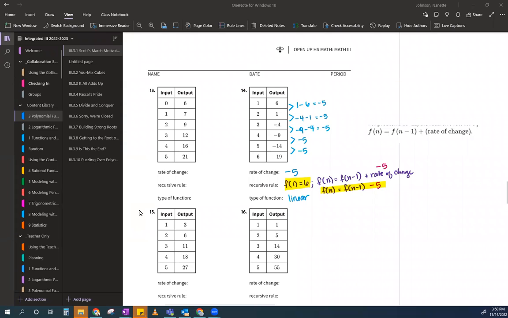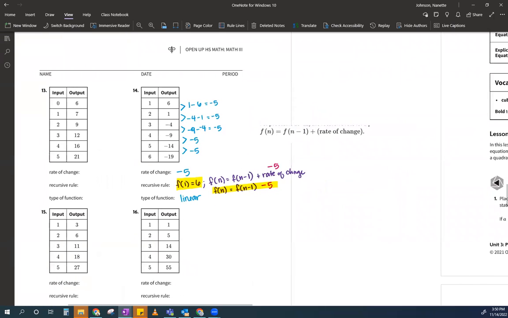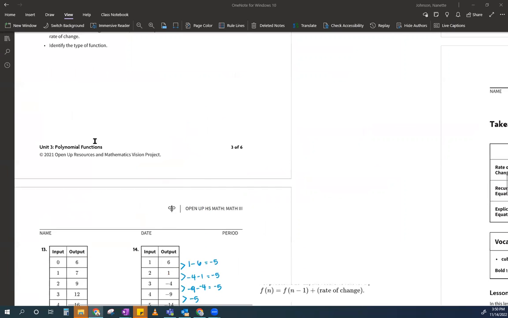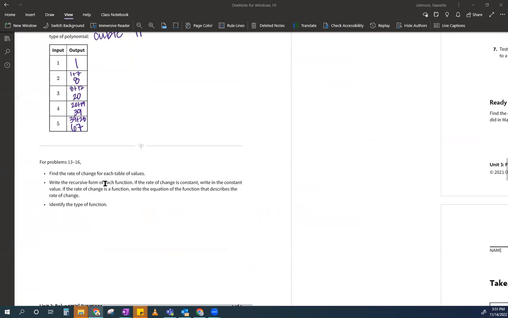Okay, so what we're going to be doing first is from 3.1, Ready, Set, Go, problems 13, 15, and 16. Here are the directions. It says, find the rate of change, write the recursive rule. If it's constant, then write in the constant value. If the rate of change is a function, then write the equation of the function that describes the rate of change, and then identify the type of function.